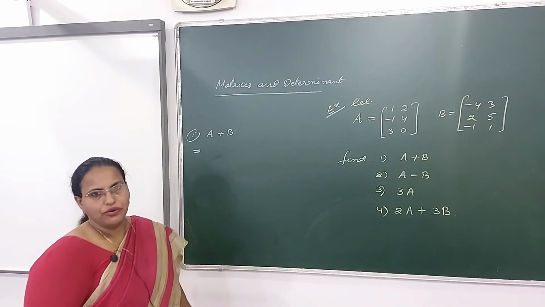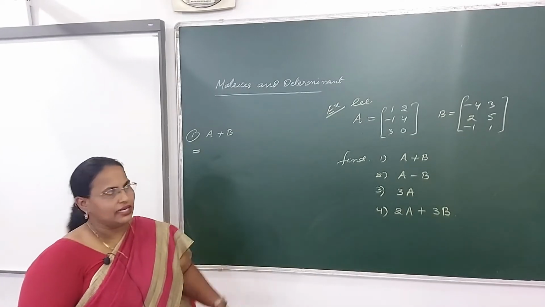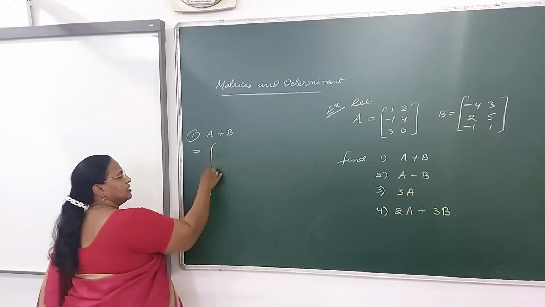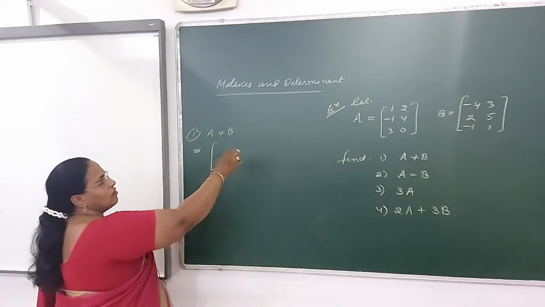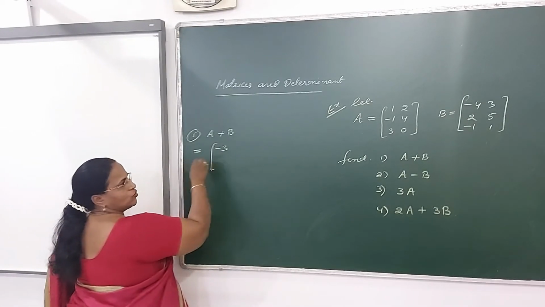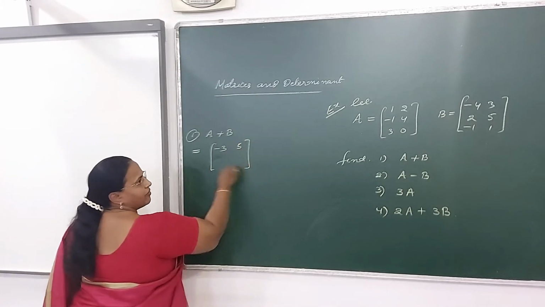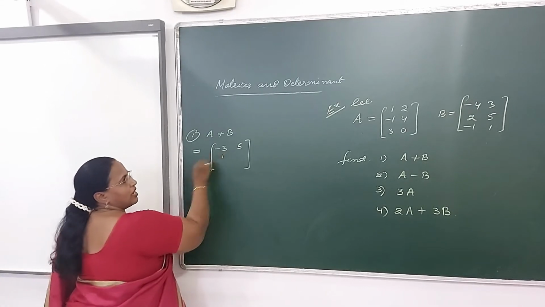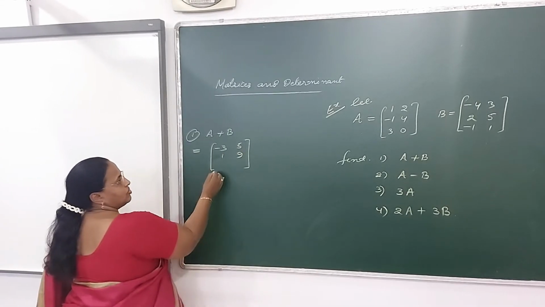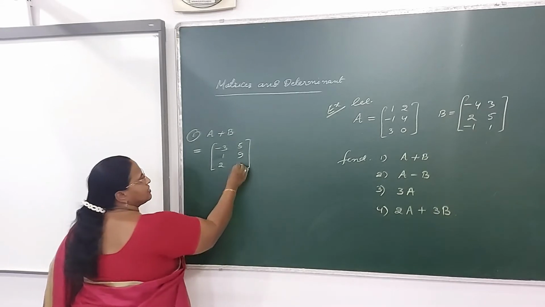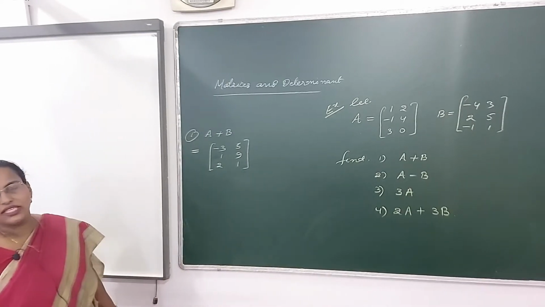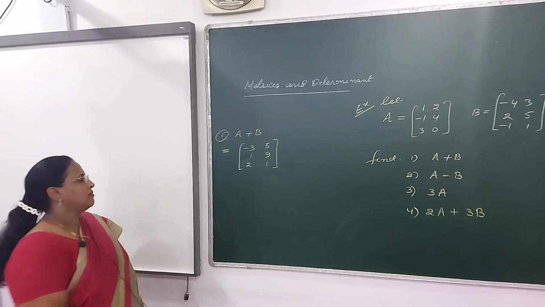What do you have to do? Entries at the same position will be added. So let us go for this. Directly we can do 1 minus 4, it's minus 3, 2 plus 3, it's 5, minus 1 plus 2 is 1, 4 plus 5, 9, 3 minus 1, 2, and the last is 1. So this is the answer of A plus B.